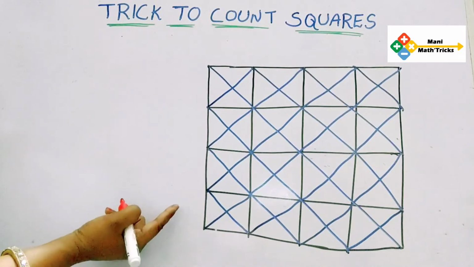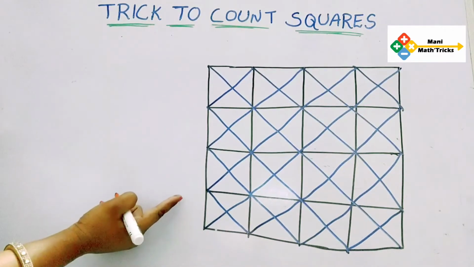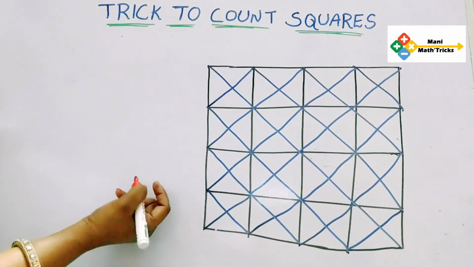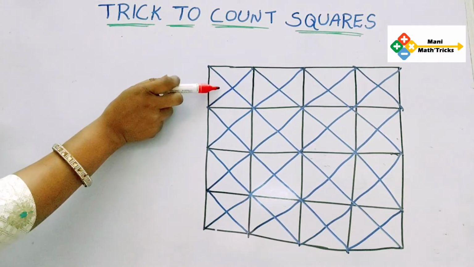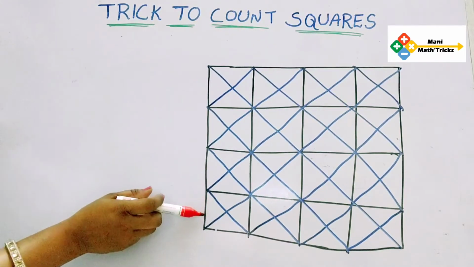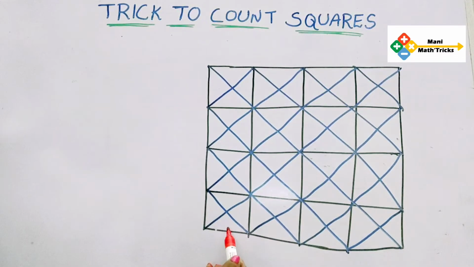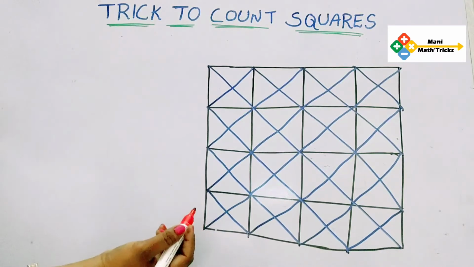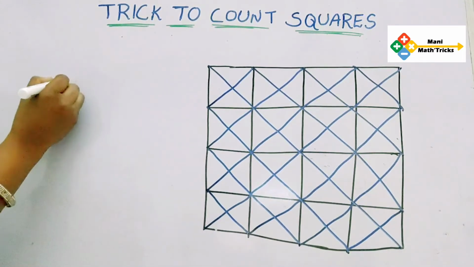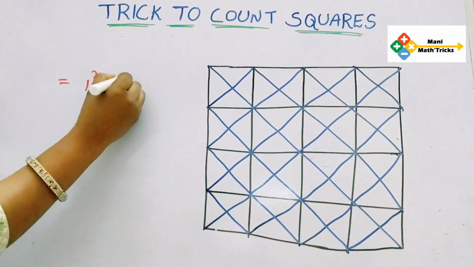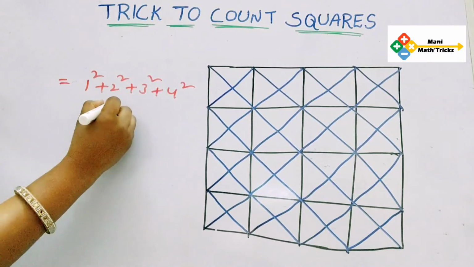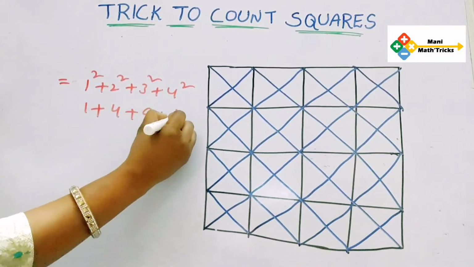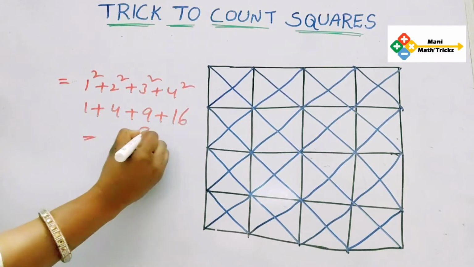Now let us see how to find the number of squares when the figure is given like this. If you observe here, vertically you have 1, 2, 3, 4 squares. And if you see horizontally, 1, 2, 3, 4 squares. So this looks like a symmetric figure. So 1 square, 2 square, 3 square, 4 square. So 1 plus 4 plus 9 plus 16. That is equal to 30.